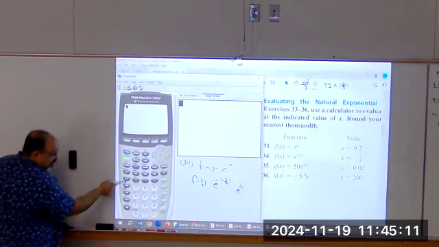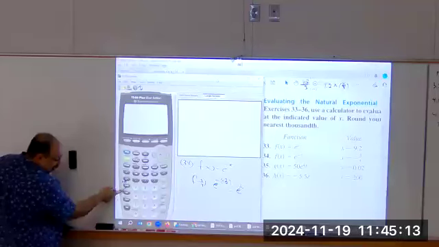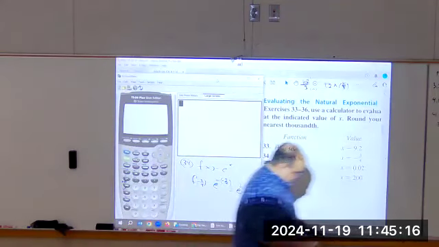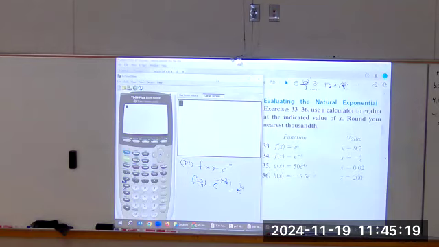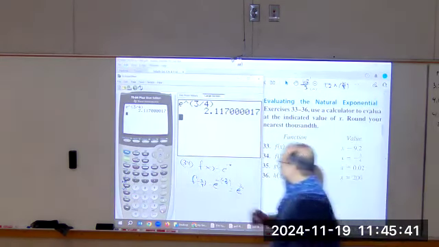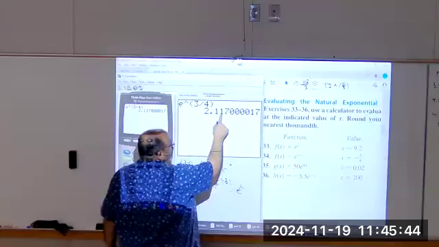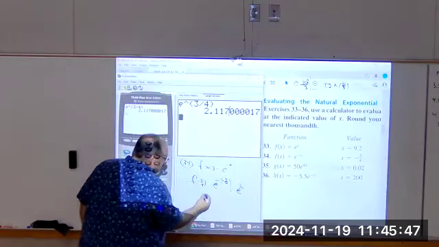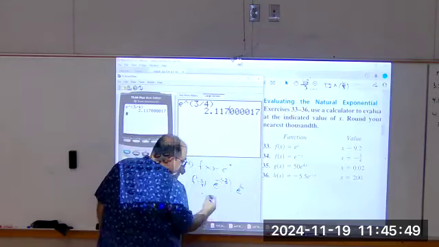We want e to the x, so you have to hit second and then this LN button. So there's my screen: e to the, I don't have to do the hat. It opens up parentheses. I want to put in 3/4. Then I close the parentheses. E to the 3/4 is, and then we're supposed to round, tenths, hundredths, thousandths, so that is equal to 2.117.